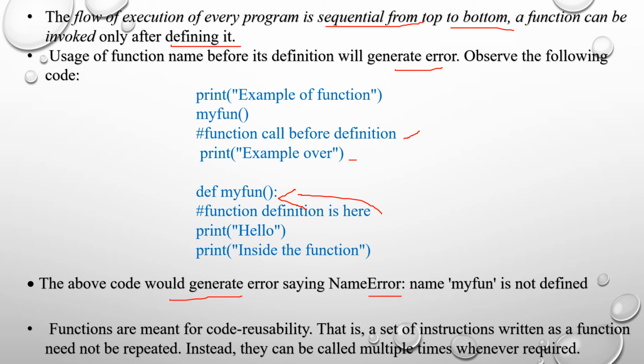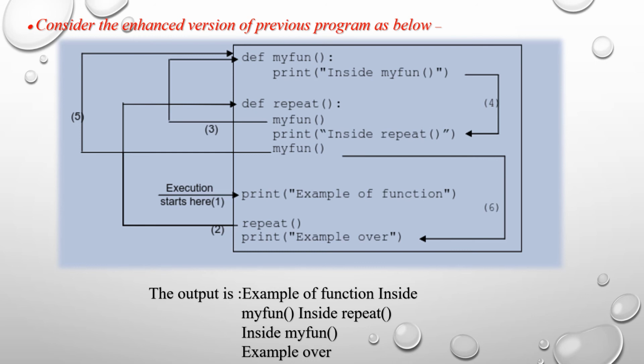Functions are meant for code reusability, that is, a set of instructions written as a function need not be repeated. Instead, they can be called multiple times whenever we require. So consider one more example. In this example, we declare two functions. This is the first definition: def my fun is the function name, and the print statement is inside my fun. This is the indentation, so this print statement belongs to the first definition.